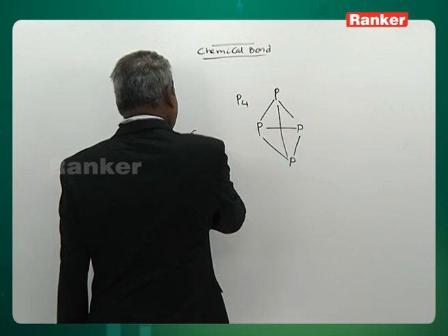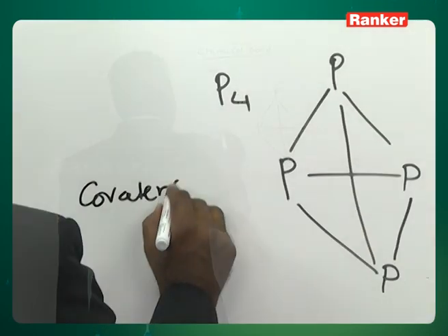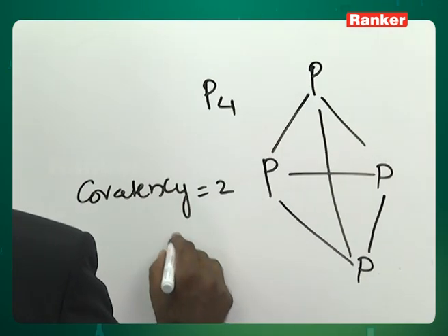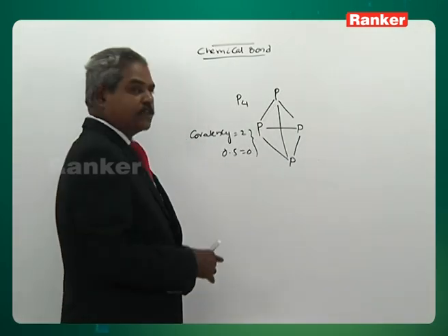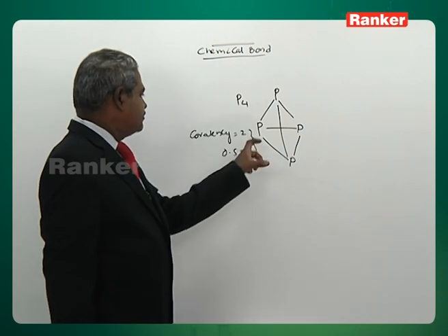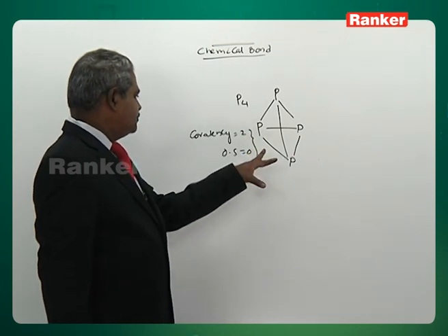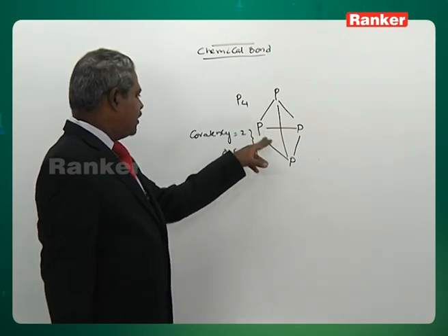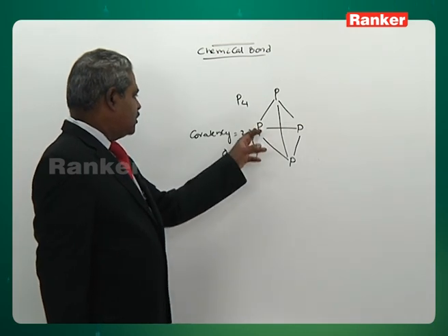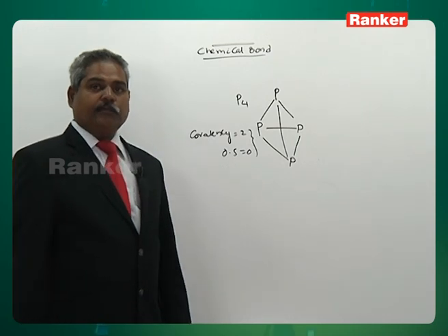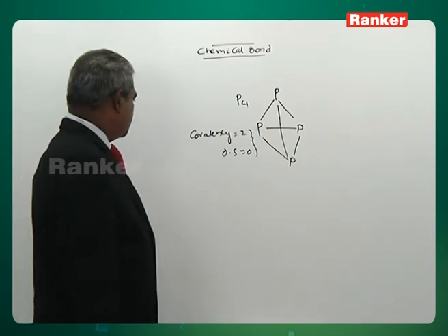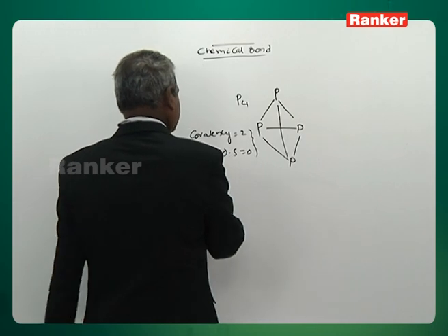So, what is the covalency of phosphorus? Covalency, number of bonds, 3. Oxidation state, 0. Because all are phosphorus bonds, which end in a draw. The bond, no one wins. Because phosphorus and phosphorus are equal opponents, and the bond between equal opponents, nobody wins, nobody loses. Covalency is equal to 3, oxidation state is equal to 0.